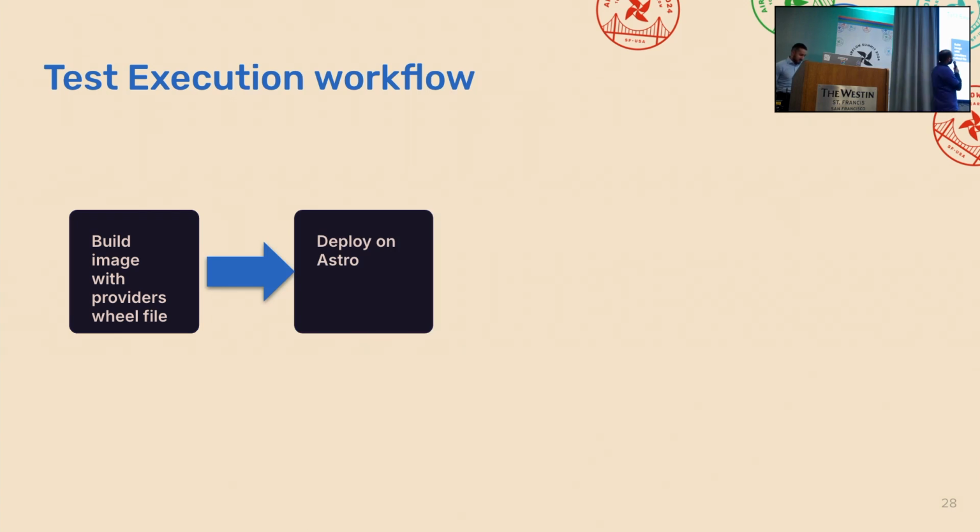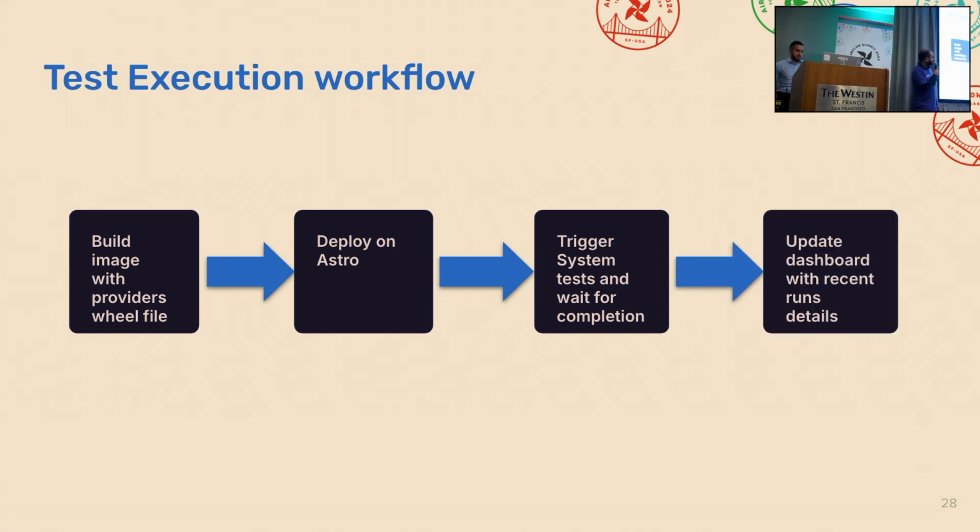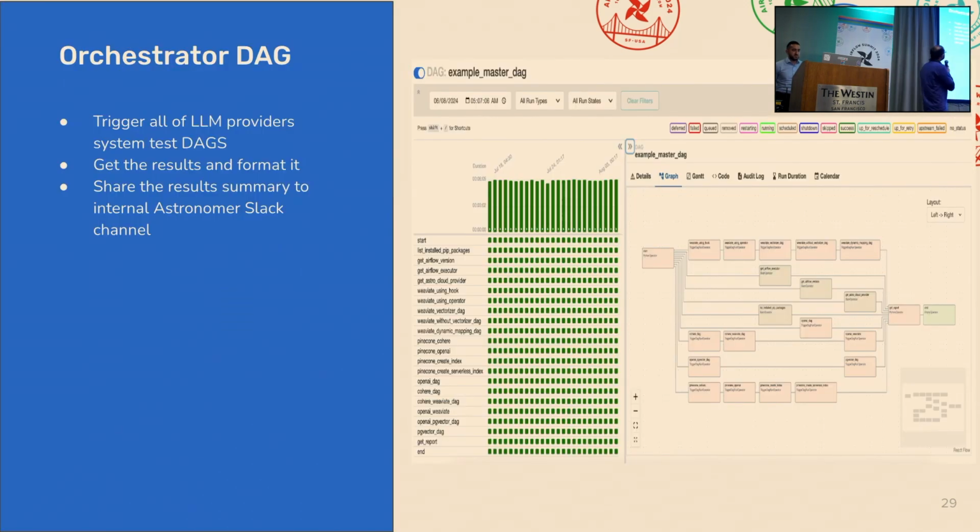So after deploying, we wait for the deployment to come up, and then we trigger the system tests. We are using the Airflow API here to trigger all our tests and wait for completion. After the tests are completed, we update the dashboard with the recent results. So we have talked about that, what is the motivation behind creating this dashboard.